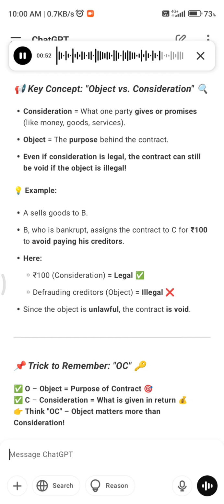Trick to remember. OC. O: object equals purpose of contract. C: consideration, what is given in return. Think OC: object matters more than consideration.